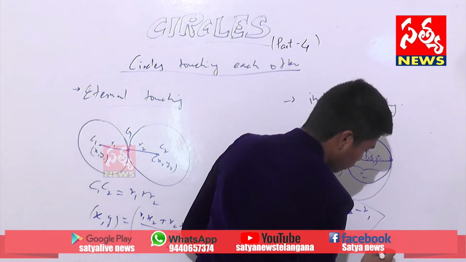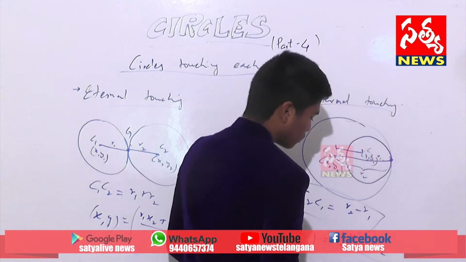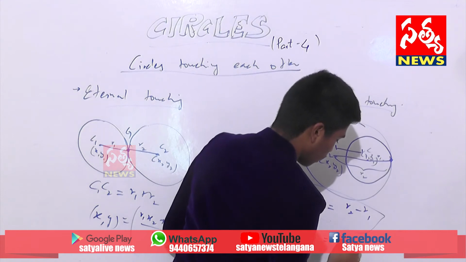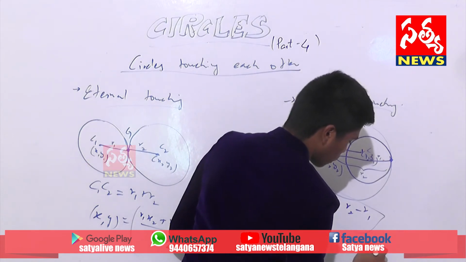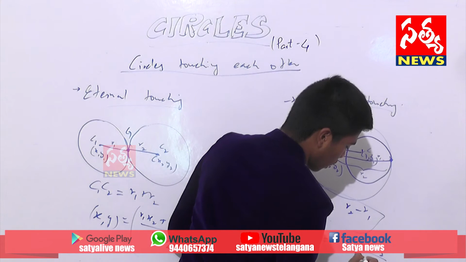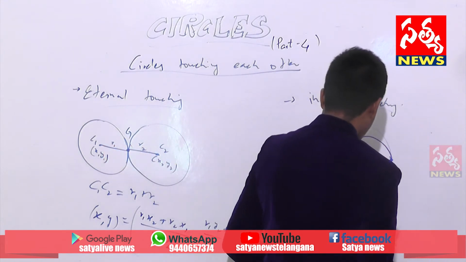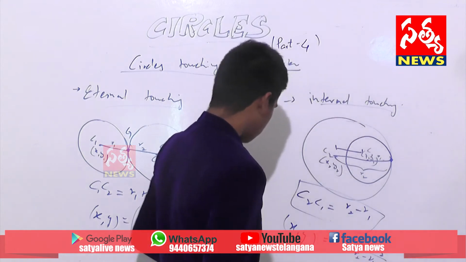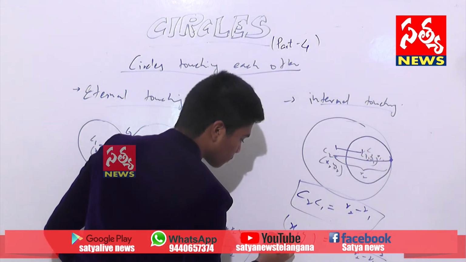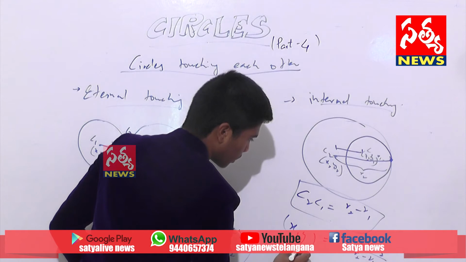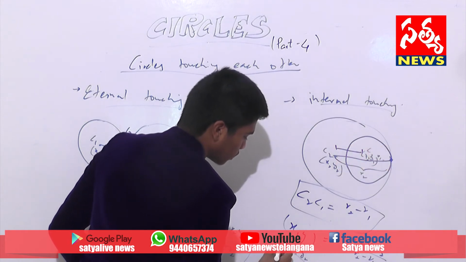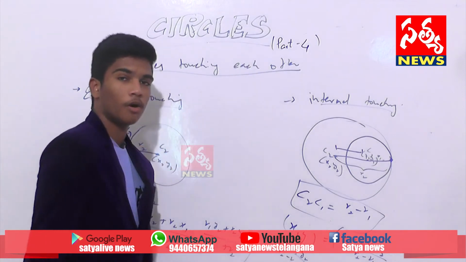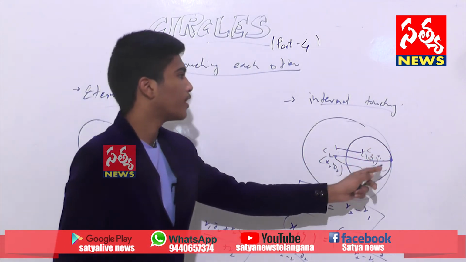R2 x1 minus R1 x2 by R2 minus R1, and here for the y coordinate similarly, R2 y1 minus R1 y2 by R2 minus R1. This is the coordinate for internal touching.